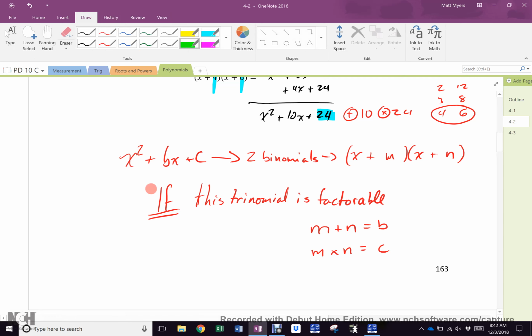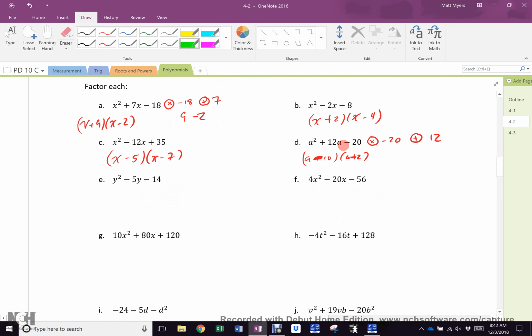Why did I ask you to underline that? So, what is the answer here? It does not factor.